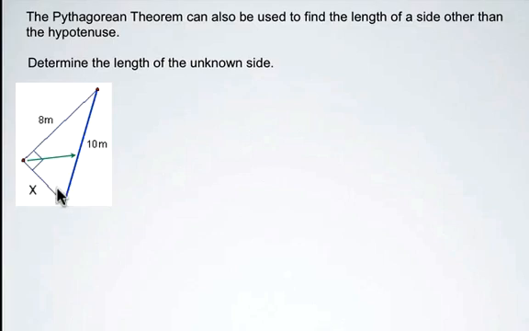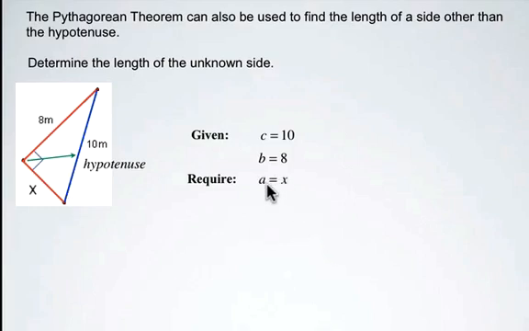So now what we're going to do is identify what we're given and use the Pythagorean theorem to solve. We're given the hypotenuse, so that means that C is equal to our 10 meters. And we're also given one of the legs, and we're going to say that this is B. We could also say that it's A. It doesn't matter which we pick, but we're just going to say that B is equal to 8 here. And what we require is the other leg of the triangle, and so that's our A. So A here, we're given that this is X, so we're going to let A equal X.